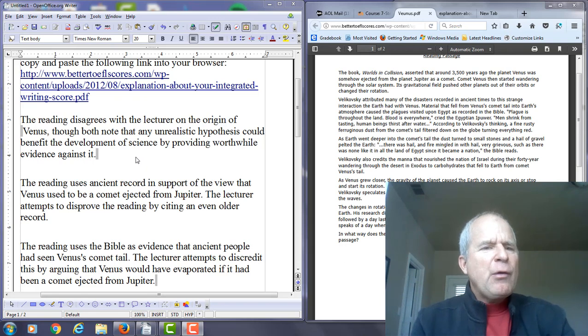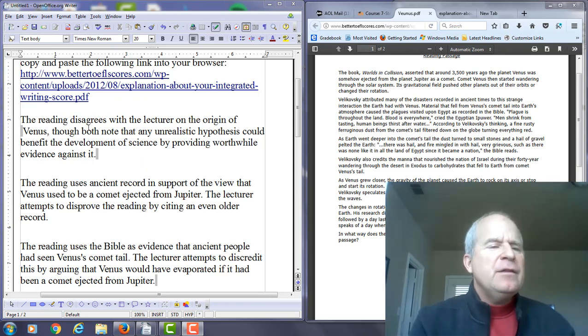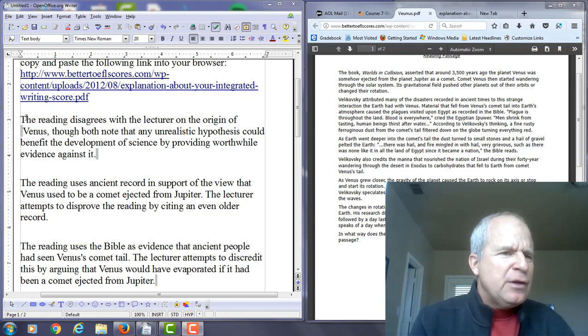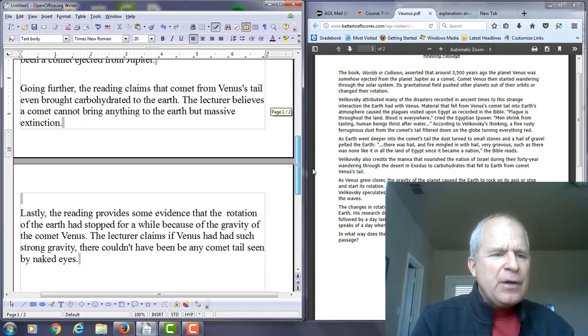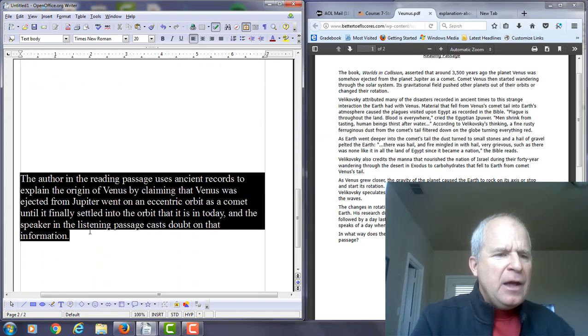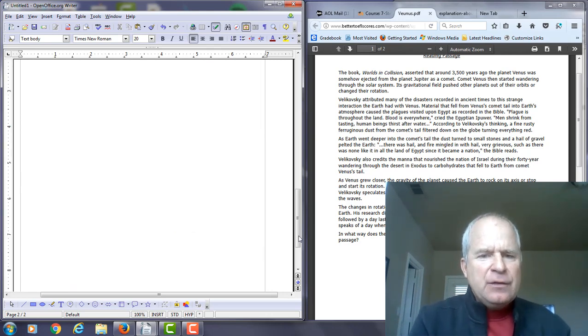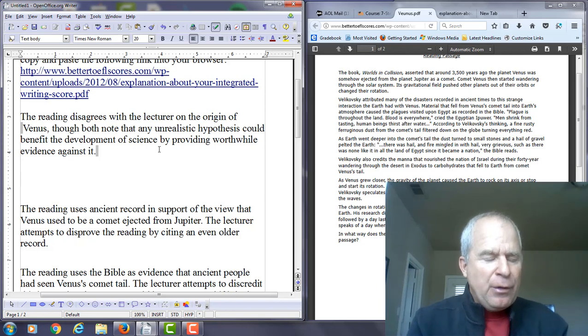Okay, your first paragraph, we need a little bit better structure to this particular essay. So, you say the reading disagrees with the lecture on the origin of Venus, though both note that any unrealistic hypothesis could benefit the development of science. That's probably not specific enough around which you can organize the essay. So, I'm going to take this idea, let's compare it, because what you do in the intro is important.